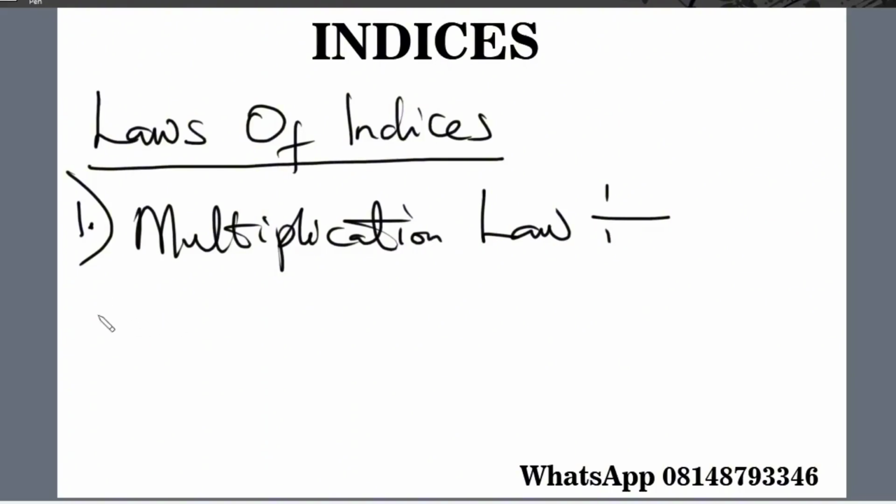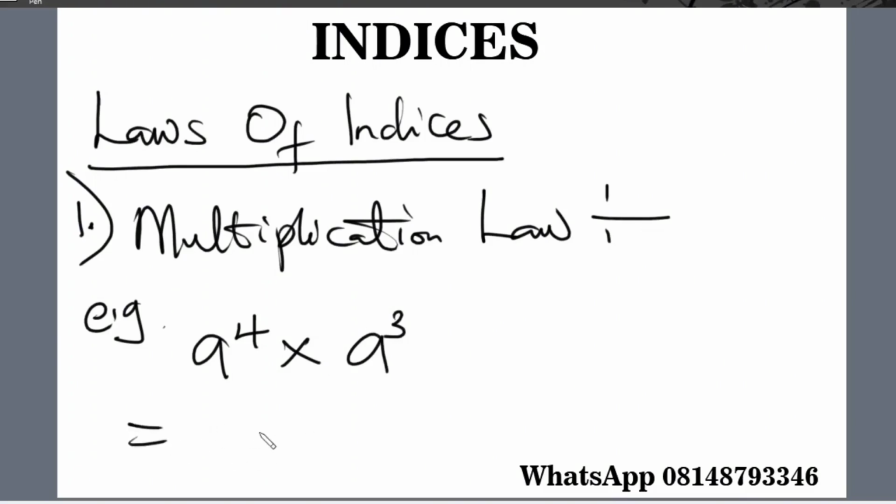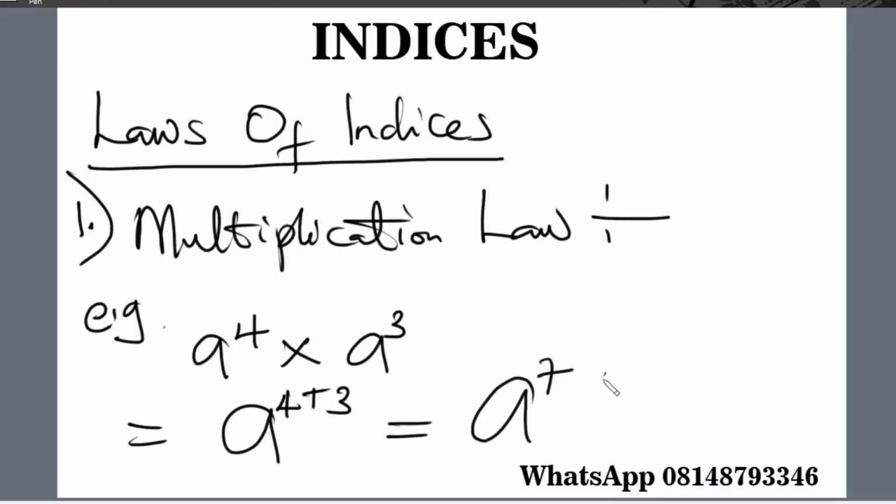Take for instance, we have a raised to power 4 multiplied by a raised to power 3. How do we go about this? The first thing is to write down the base. So we have here a, and then the next task is to add up the powers or the index. So we have 4 plus 3, which gives us a raised to power 7. 4 plus 3 is 7.